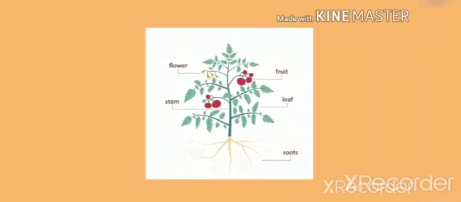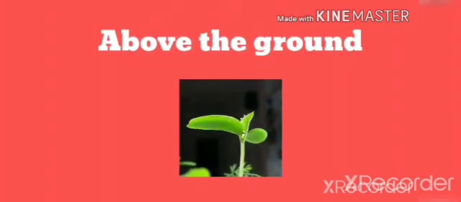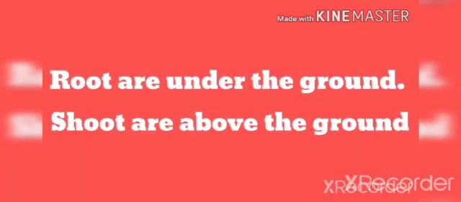Students, mainly the plant is divided into 2 parts. First part is under the ground and second part is above the ground. The part of the plant which is under the ground is called root, and the part which is above the ground is called shoot. We can see the shoot part.